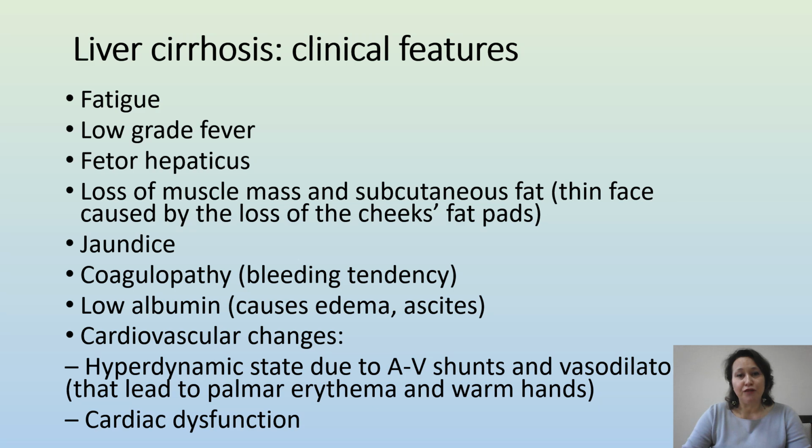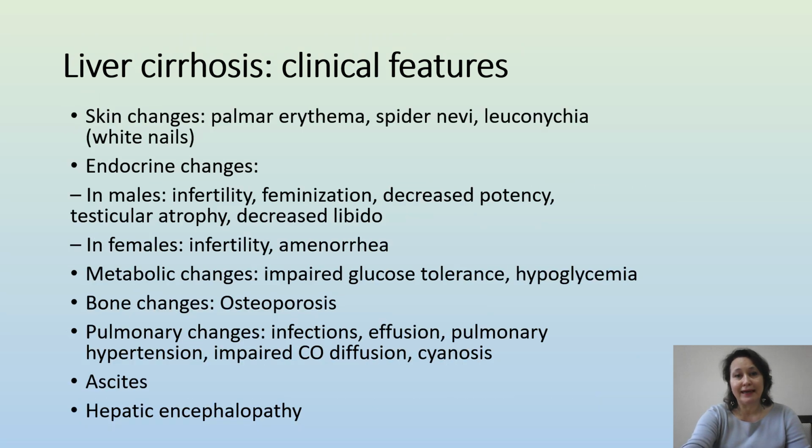The main clinical features of a patient with liver cirrhosis are fatigue, low-grade fever of unknown origin, fetor hepaticus, sarcopenia, jaundice, bleeding due to coagulopathy, and edema and ascites due to portal hypertension and low level of albumin. There can be cardiac dysfunction and cardiomyopathy, especially in patients with alcoholic liver cirrhosis.